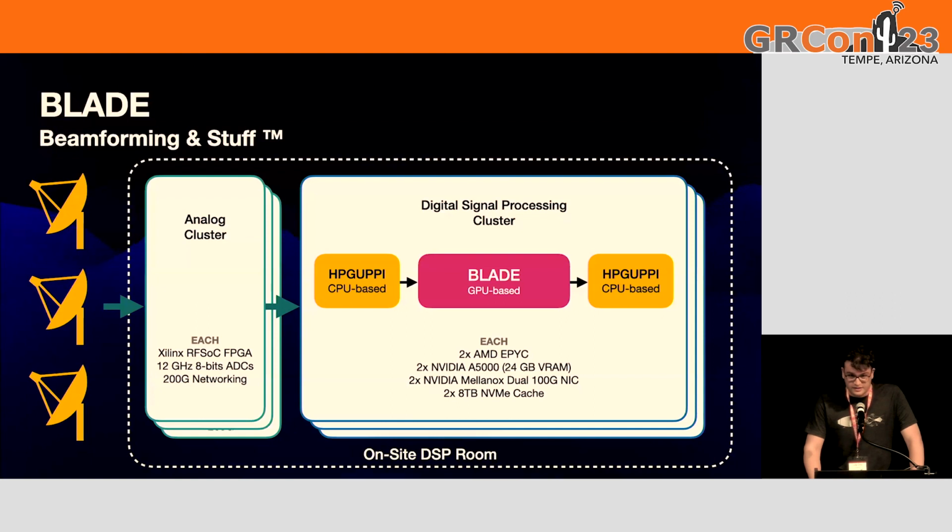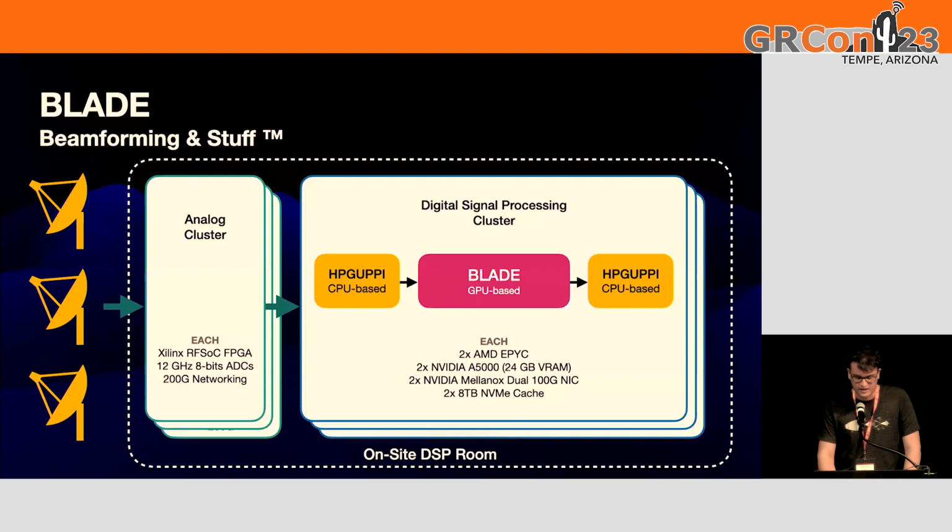Once it's in the cluster, we use HP Guppy. It's a legacy piece of software that will take the raw UDP buffers from the RF sock boards and upload them to the GPU. When the data is on the GPU, Blade will assume and do most of the DSP available for us there, and if necessary, return a pointer of the processed data to HP Guppy for later processing.